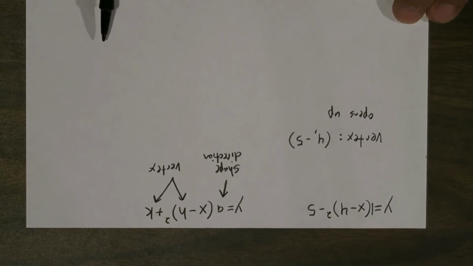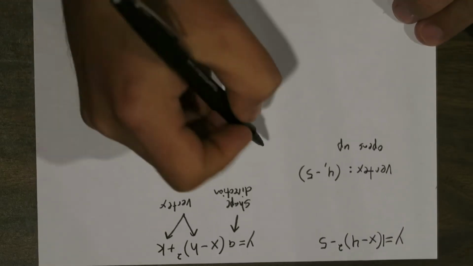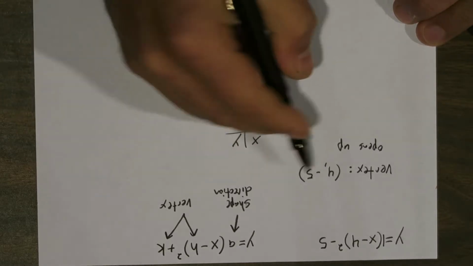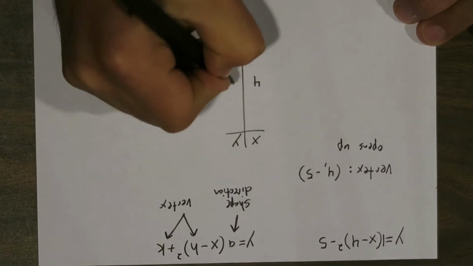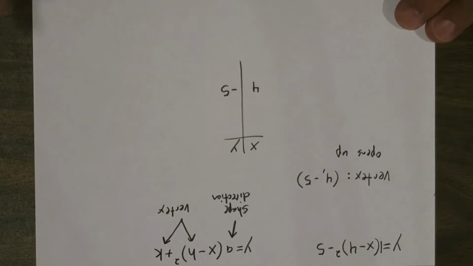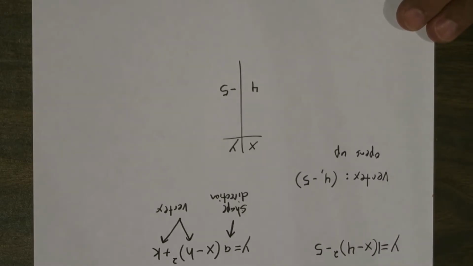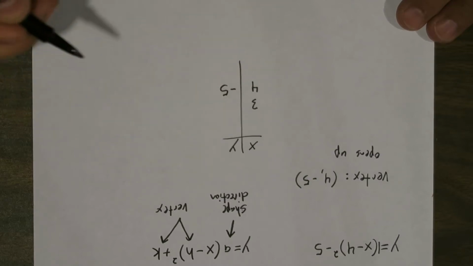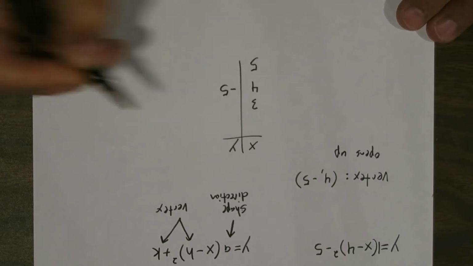To find more points, make an XY table. So X, Y. I'm going to put the 4, negative 5 right in the middle. So with the input of 4, we get negative 5, and that's our vertex. It's actually the lowest point on our graph. So what happens at, let's say, 3, and what happens at 5?